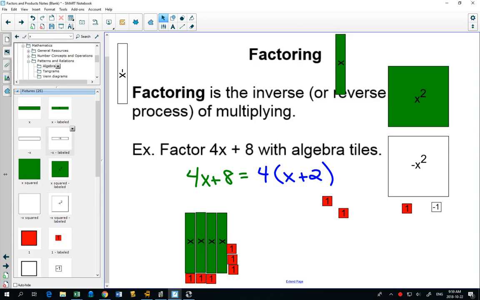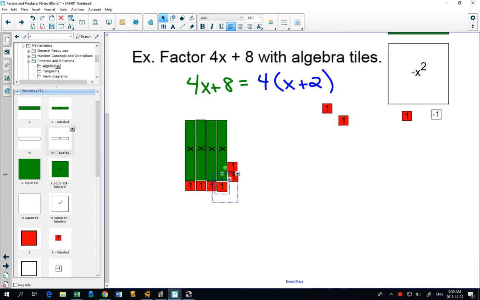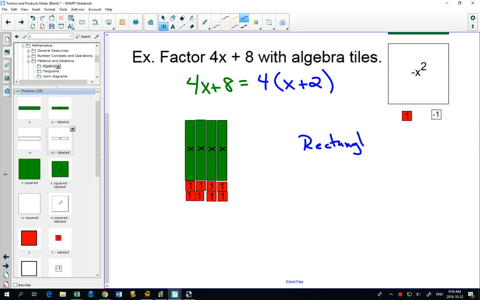1, 2, 3, 4. Now you're not going to use algebra tiles very often because you've already learned the shortcut way. But with algebra tiles, what we've done is we've made a rectangle. This rectangle has an area that's equal to 4x plus 8.